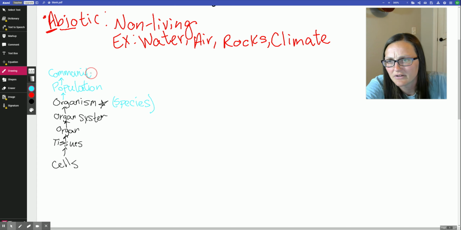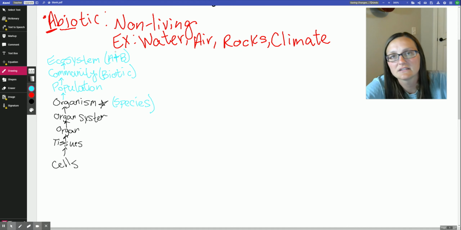Community would be all the biotic factors. You only count the biotic factors. And then above community is an ecosystem, and that is abiotic plus biotic. So you count all the things: climate, which is annual rainfall and temperature, water, what kind of rocks exist there, what the air quality is like, etcetera.